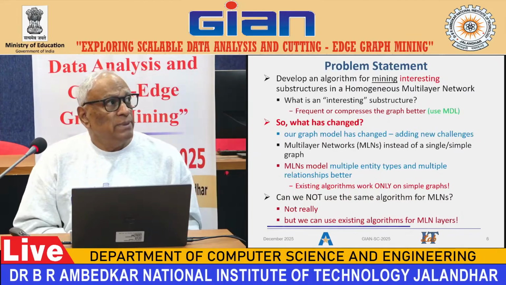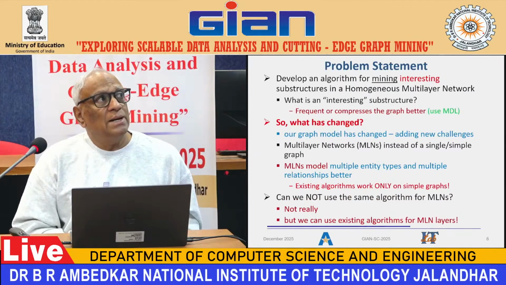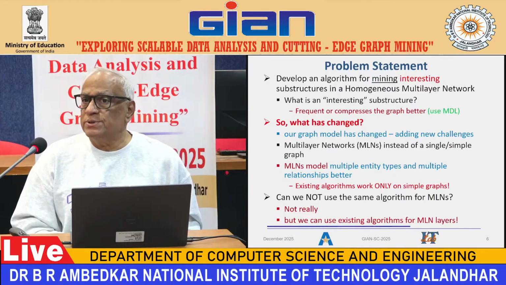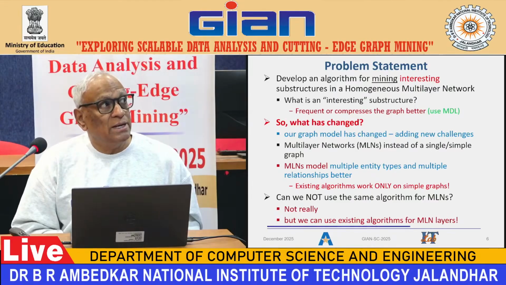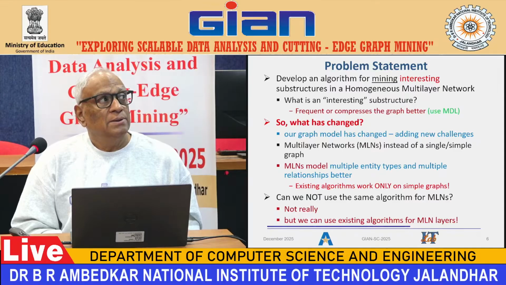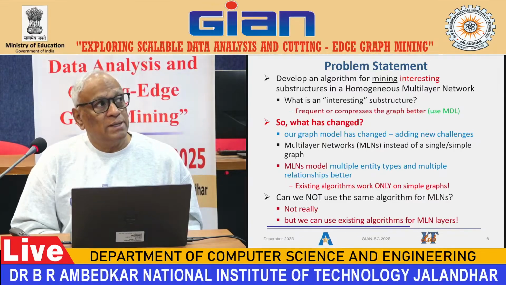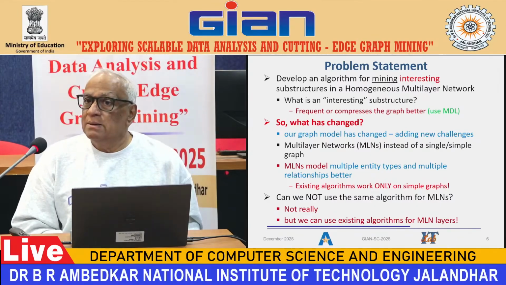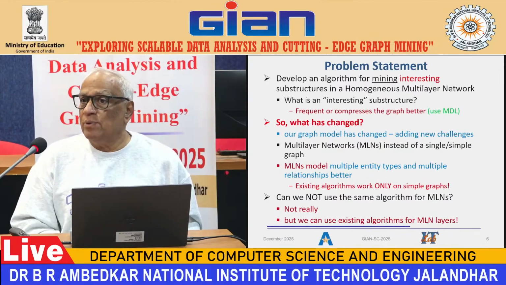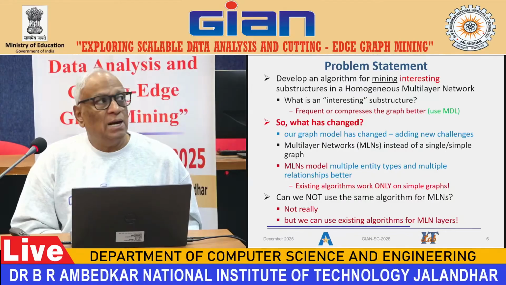So the problem statement is to develop an algorithm for mining what we call interesting substructures that compress the graph very well in a homogeneous multi-layer network. So what is an interesting substructure? A frequent substructure, or the one that compresses the graph better. We use MDL as the metric for compression. You can use other metrics also.